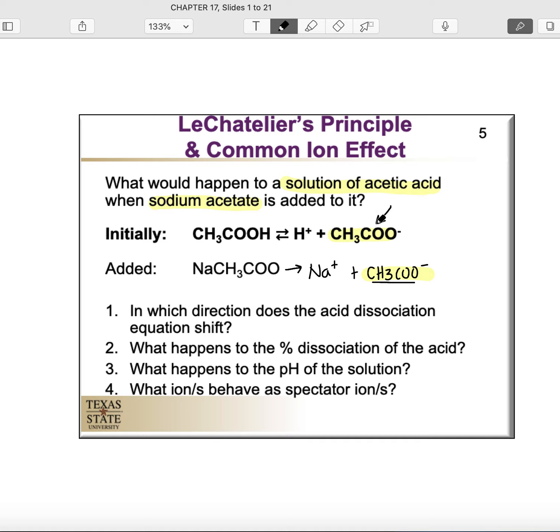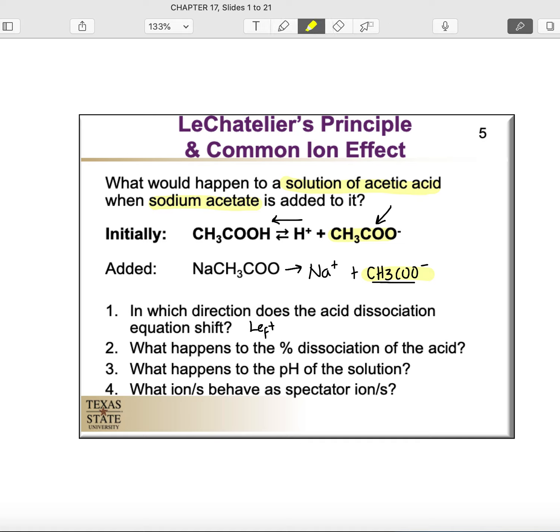Acetate ions are one of our products. And because we are increasing the amount of the products, that is going to cause a shift in the equilibrium toward the left-hand side of the reaction. So that's answering our first question. In which direction does the acid dissociation equilibrium shift? Toward the left. Second question is, what happens to the percent dissociation of the acid whenever that shift occurs?